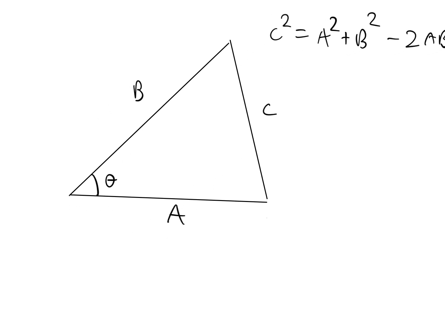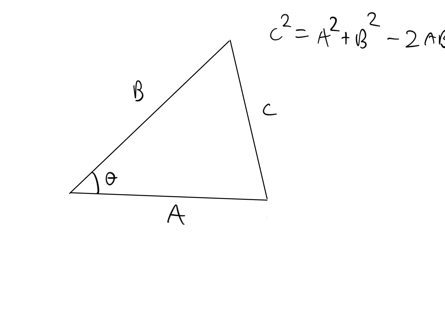Drop a perpendicular. Whoa. That's not a perpendicular. Drop a perpendicular like so. Label this line M. This shorter segment D and E. So D plus E equals A.